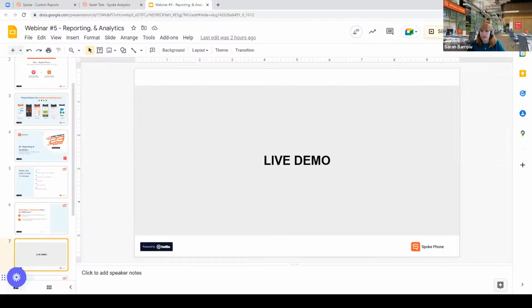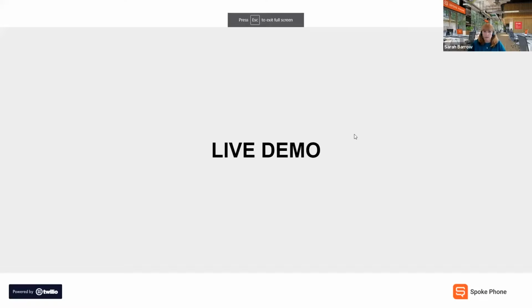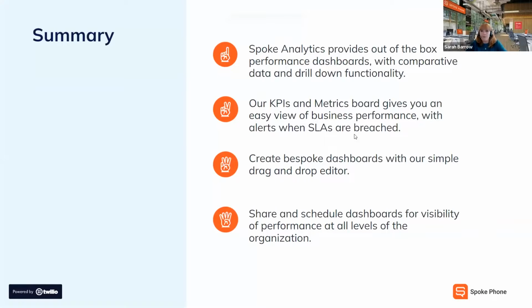I will just quickly come back to here and let's look at a summary of what we've gone through. With Spoke Analytics, we provide out-of-the-box performance dashboards with comparative data and drill down functionality, making your life easy. We also give you KPIs and metrics that allow you to alert your teams if your SLAs are breached. You've got the opportunity to create your own bespoke dashboards with that simple drag and drop editor, and then share and schedule those for visibility across all of your organization. And with that, I'd like to hand back over to Chan for any questions.